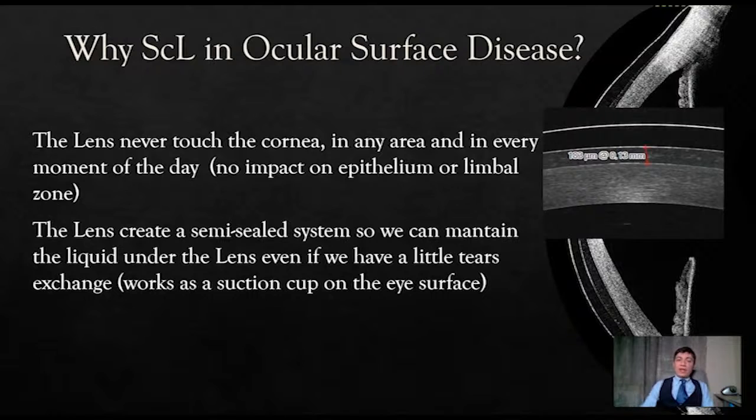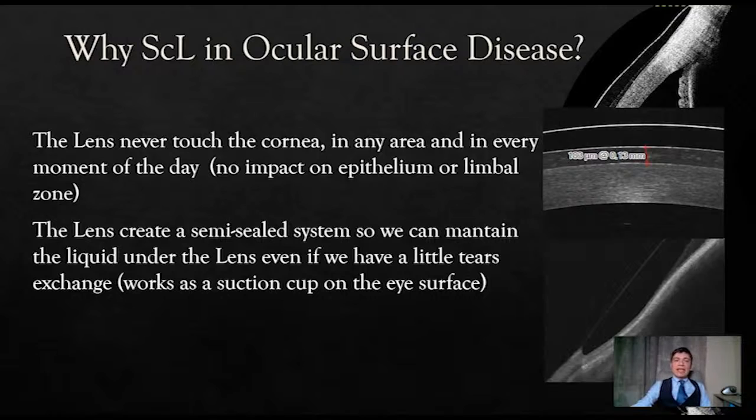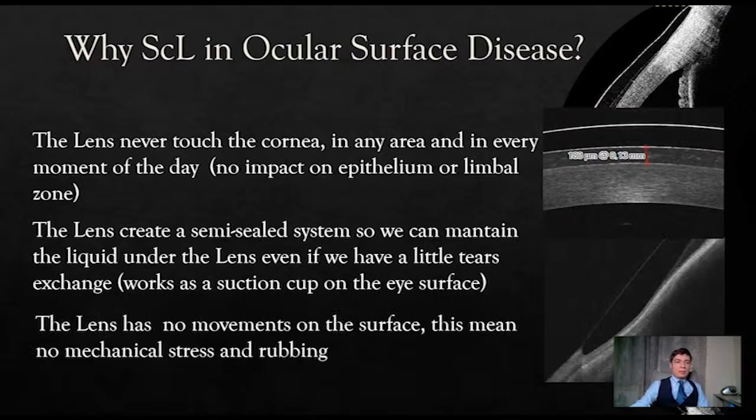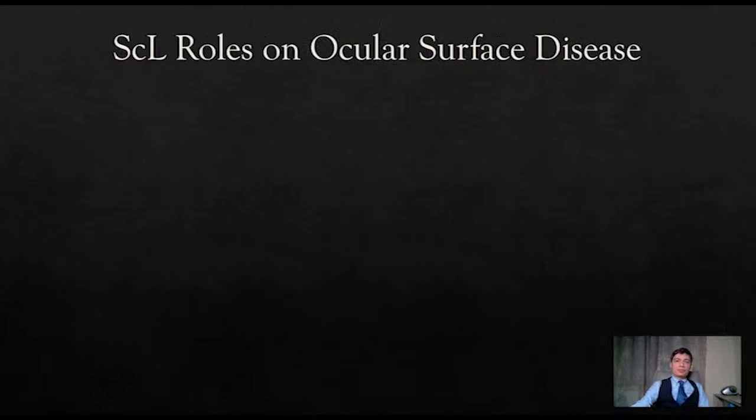The lens creates a semi-sealed system, so we can maintain the liquid under the lens even if we have a little tear exchange. So just imagine that the lens works as a suction cup on the eye surface. The lens has no movements on the surface, and this means no mechanical stress and no rubbing on the surface.